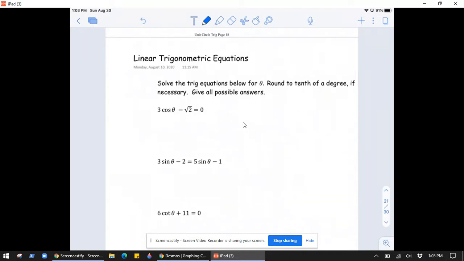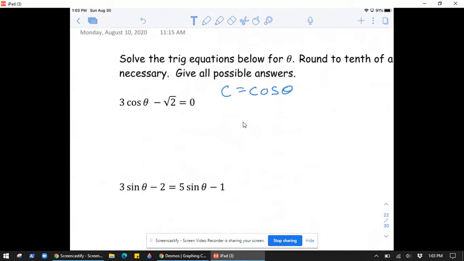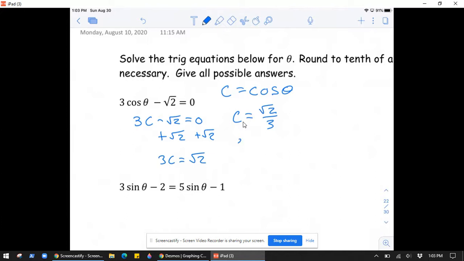So if you were to just let c equal cosine of theta, for instance, this problem is really an algebra 1 problem where you need to do the basic algebra first, and then we'll get to the trigonometry. So we add square root of 2 to both sides. 3c equals square root of 2. So then we get that c equals the square root of 2 thirds. But again, c was really cosine of theta.